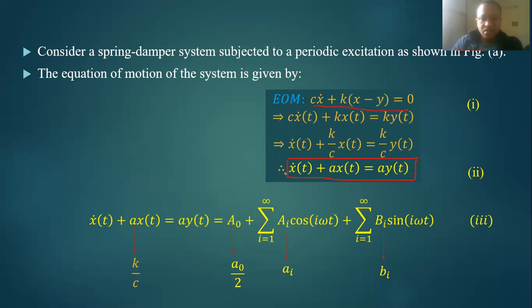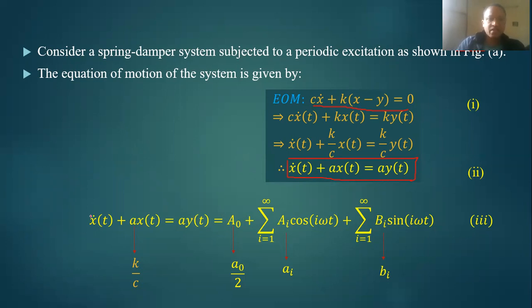This is the first order equation, x dot of t plus a times x of t, which is equal to a times y of t. So this is the governing differential equation in the first order. So let's put it in the Fourier expansion form.